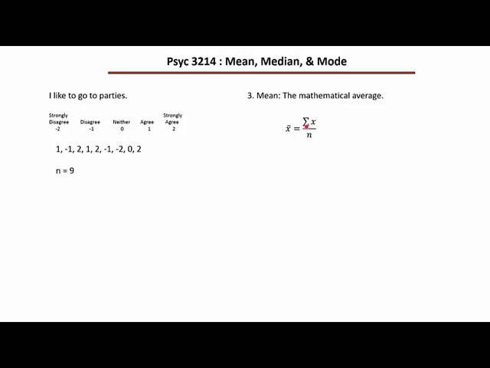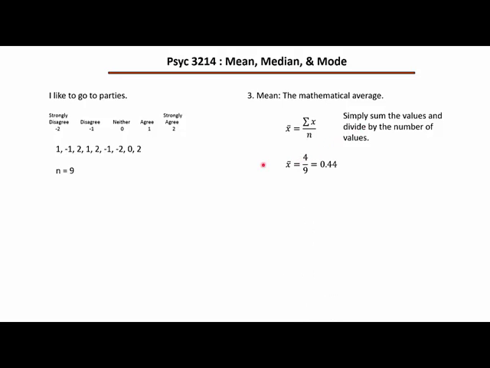So what does the capital sigma mean? To sum. So I'm simply going to sum the values. X stands for the variable. In this case, it's going to be the party ratings. And here are the 9 values that I would sum up. And then n is the sample size. So again, simply sum the values and divide by the number of values.